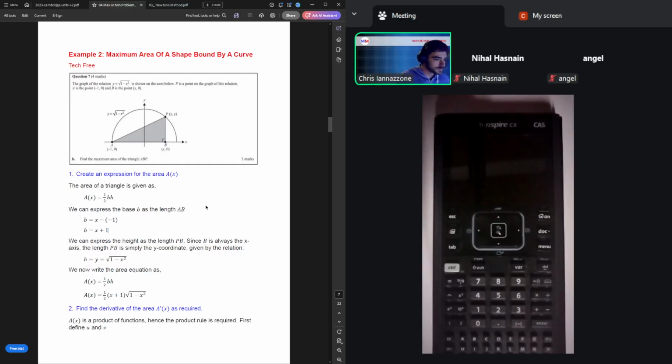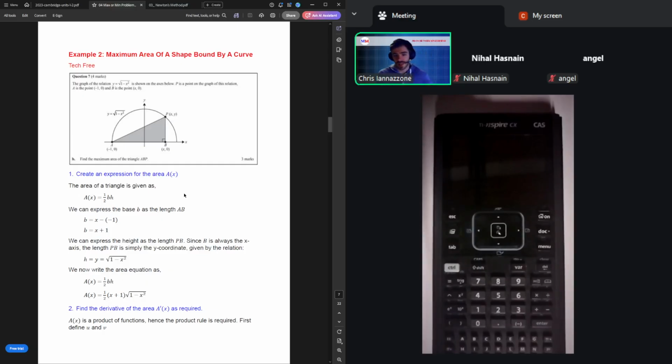That's our base. If we then look at our height, just using the terms in the question, the height is going to be y. So if we were trying to do half base times height, we would have half times x plus 1 times y.